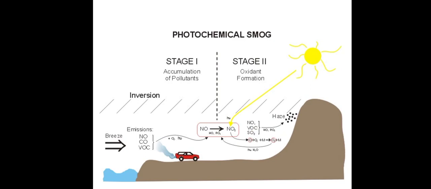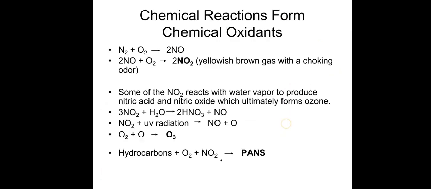How is photochemical smog formed? When cars release NO and VOCs, they react with the atmosphere in the presence of sunlight and form photochemical smog. Chemicals react to form chemical oxidants. N2 reacts with O2 to give 2NO. 2NO plus O2 gives 2NO2.